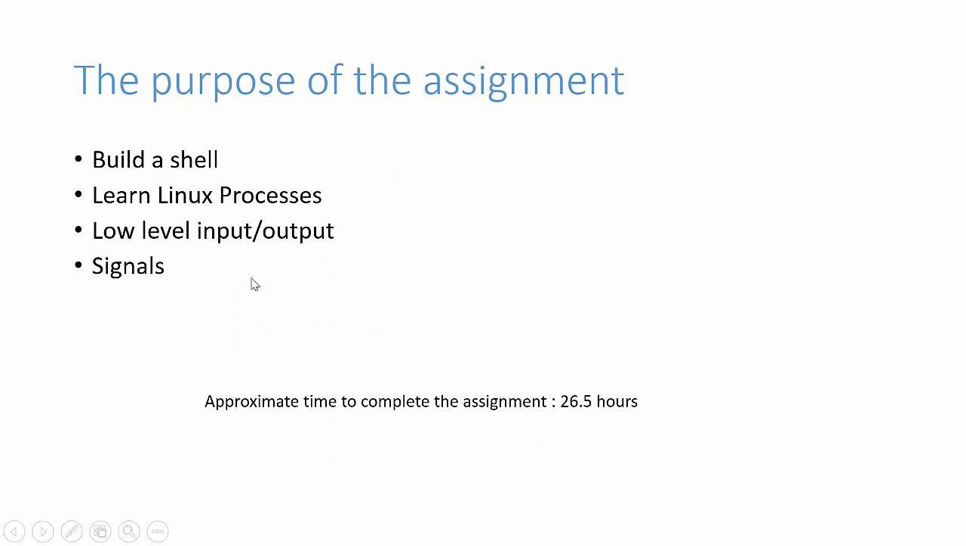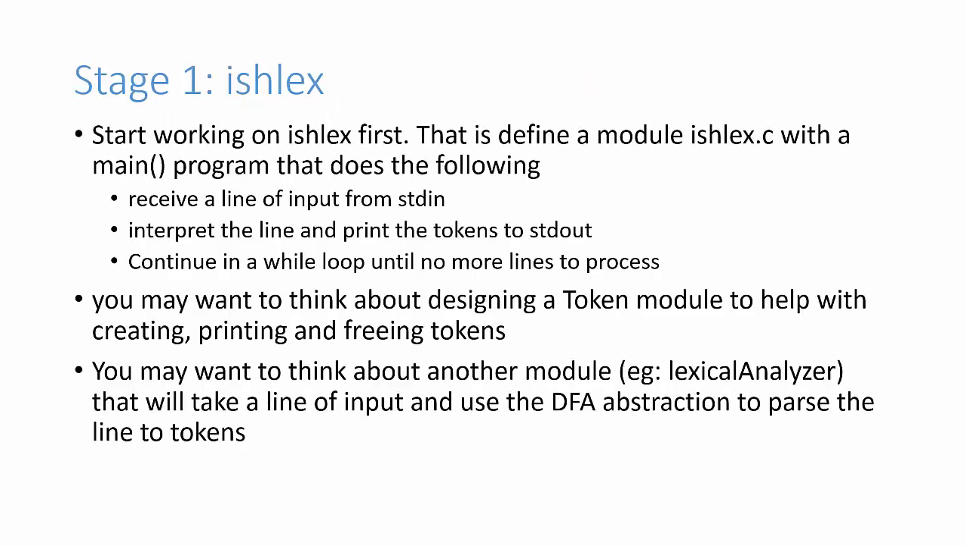So the purpose of the assignment is to build this shell, and in the process you're going to learn the Linux processes, low-level input-output, and signals. The time to complete this assignment is about 26 hours. So it's important to get started early and break it up into components to complete the assignment.